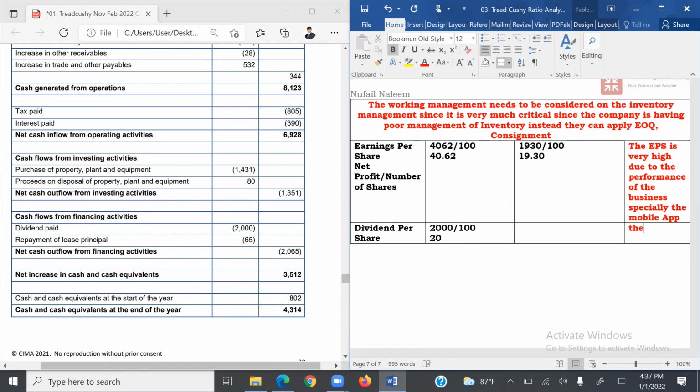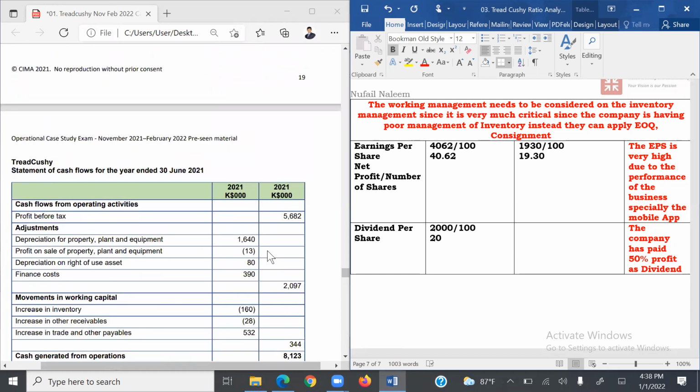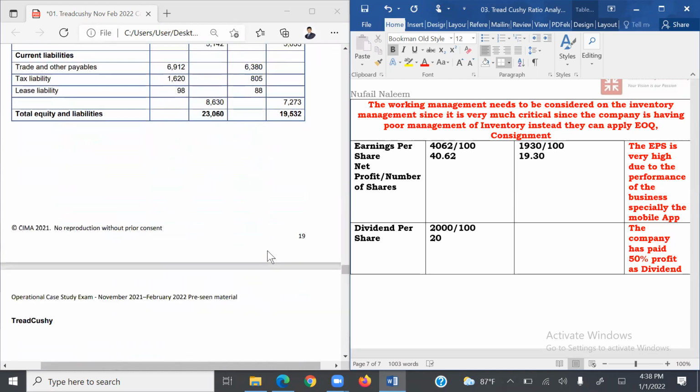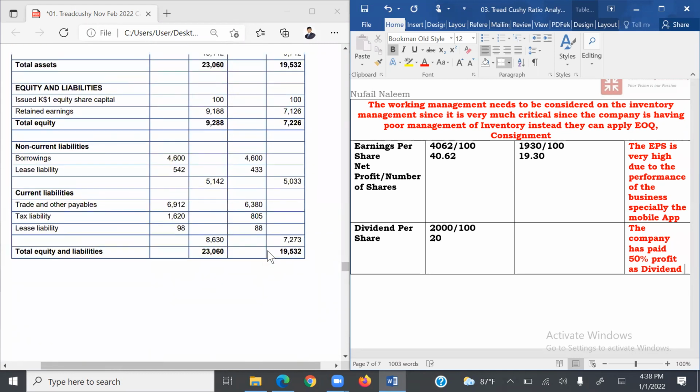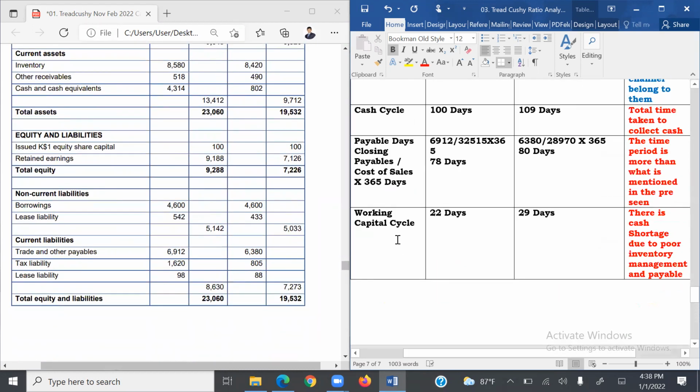So I'll write down here, the company had paid 50% profit as dividend. So that is the point of view here. So the students, you see 40 is the profit per share, 20 is the dividend. So from 40 you pay 20 as dividend. So that is the understanding there. So any questions you have, you can ask me, students. We are done with the full ratio, then we will do the cash flow statement also. It's a small area, but before moving forward, any questions you have, you can ask me, students.